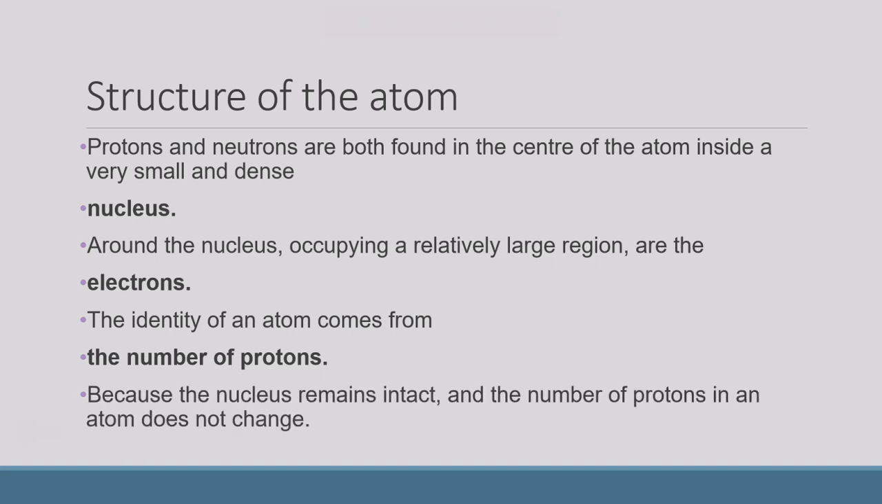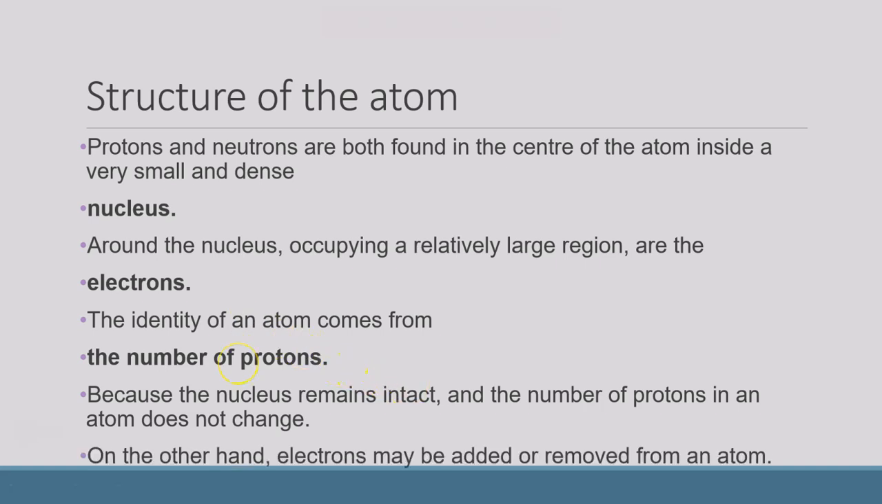Because the nucleus remains intact and the number of protons in an atom does not change, the number of protons gives the atom its identity. On the other hand, electrons cannot give the atom its identity because electrons may hop off an atom or hop on an atom. We'll understand that a little later when we learn about chemical bonding.